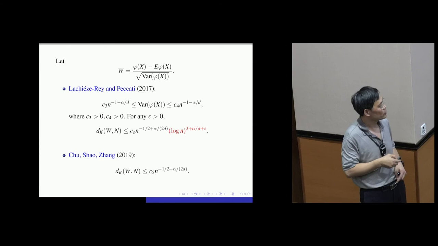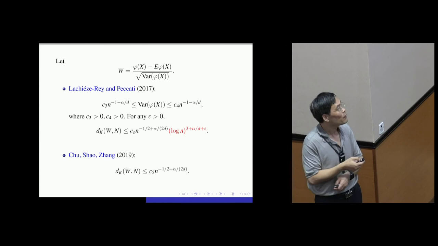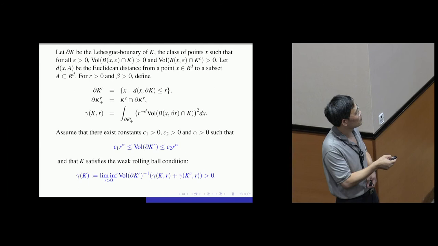We still don't know whether it's optimal or not, because this is already quite complicated, all the calculations. Alpha depends on the condition. The volume of the boundary of K, at distance R here, is bounded by something of the same order as R to the power alpha. So alpha is here.